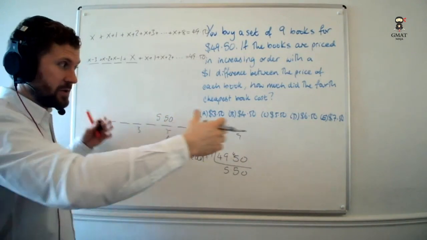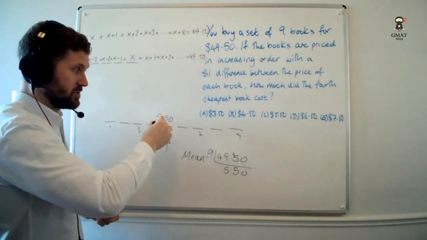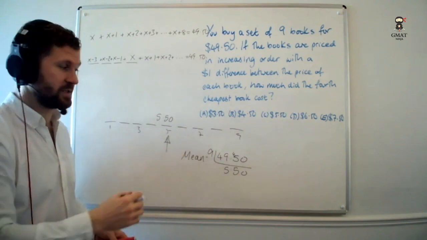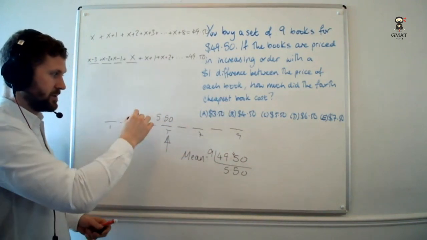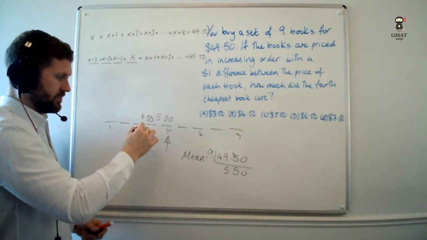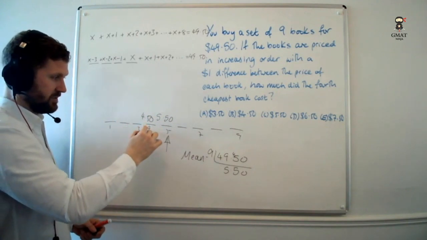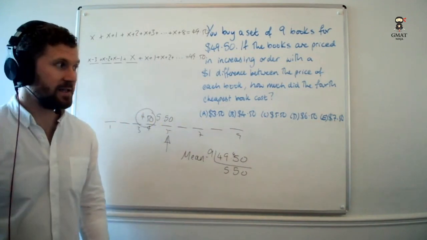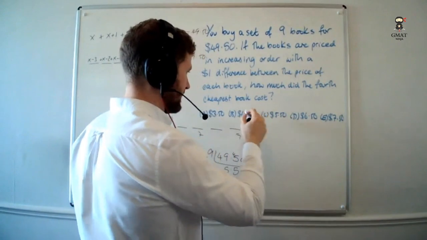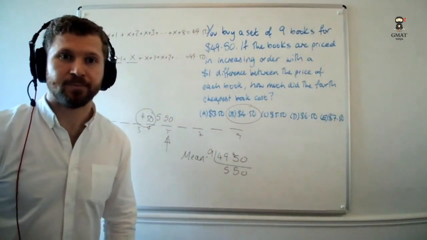Well, now I could very quickly find any of the prices. If I want to go up this way, I would just add $1 each time. If I want to go down the way, I'm going to take $1 away each time. $4.50, that is the 1, 2, 3, fourth cheapest book. That's the answer I'm looking for. And so my answer here is going to be B.